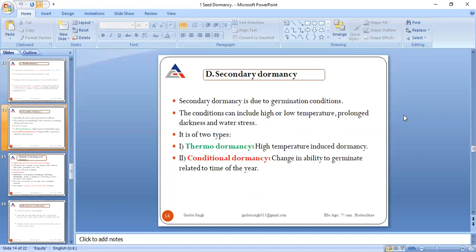Next is secondary dormancy. Secondary dormancy is due to germination conditions. The conditions can include high or low temperature, prolonged darkness, and water stress. It is of two types. Thermodormancy is high temperature induced dormancy. Conditional dormancy is a change in ability to germinate related to time of year.